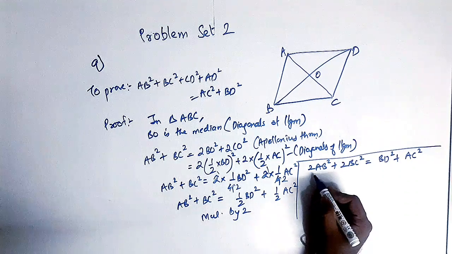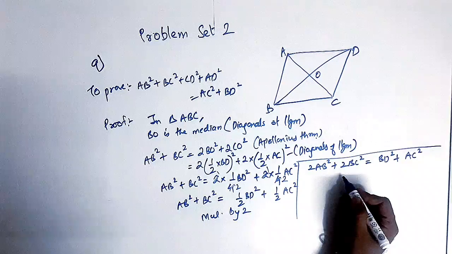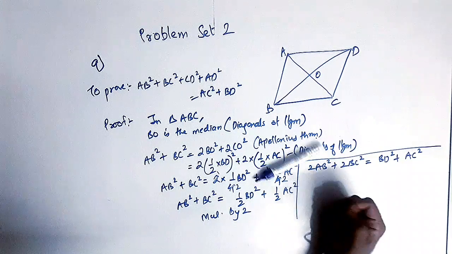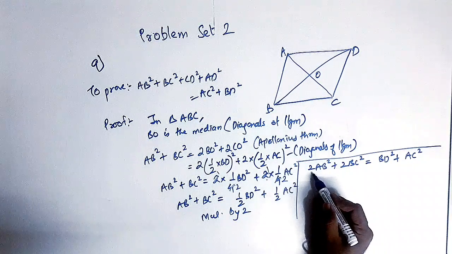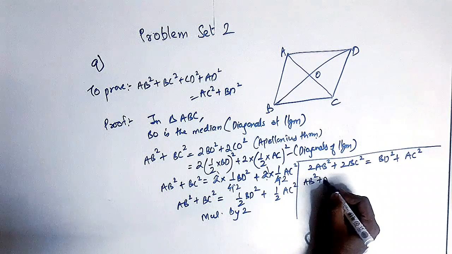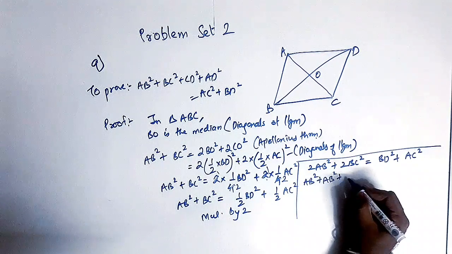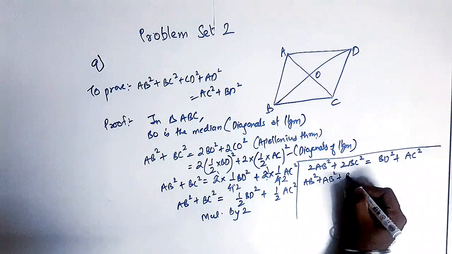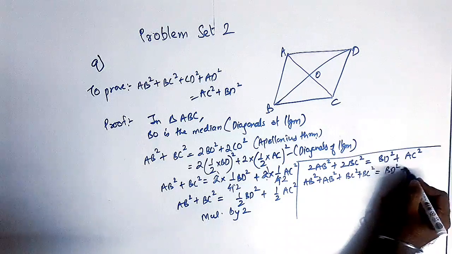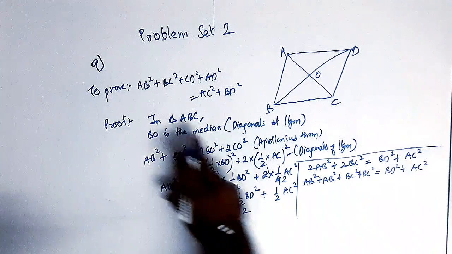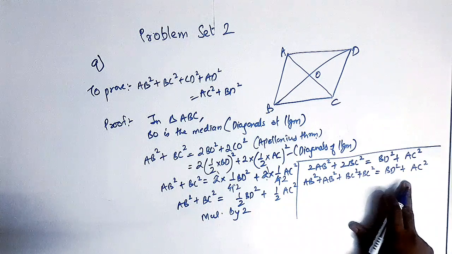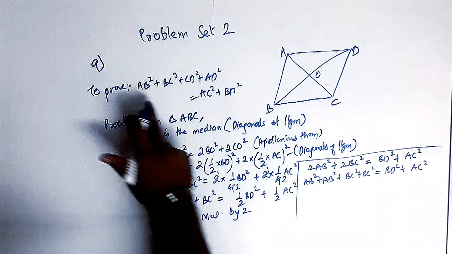Okay, now 2AB square plus 2BC square, this will become what? Instead of 2AB square, I can write AB square plus AB square, correct? Instead of 2BC square, I can write BC square plus BC square. See, now we are very close to what we are trying to prove. This RHS we have got. LHS also we have got.